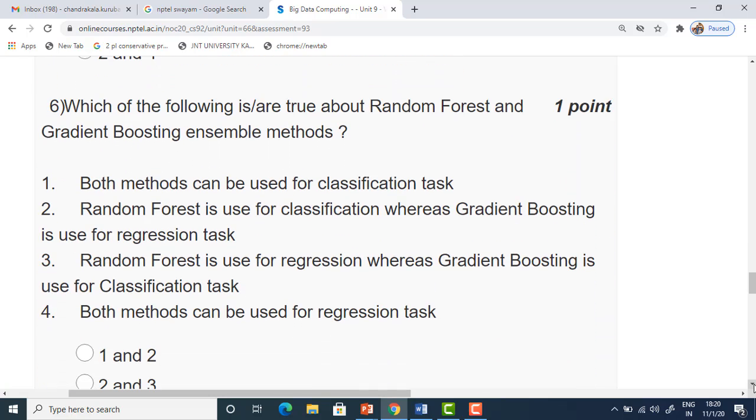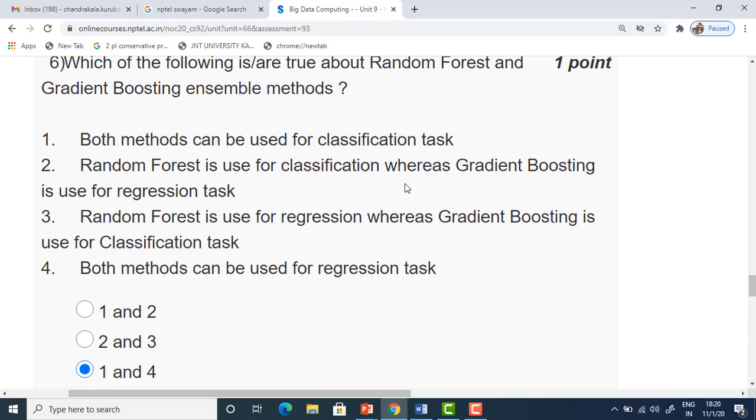The sixth question is, which of the following are true about random forest and gradient boosting ensemble methods? They have taken 2 ensemble methods, one is random forest and the other is gradient boosting. They are asking us to find out some true statements about those 2 methods. Both methods can be used for classification. Yes, both methods can be used for classification.